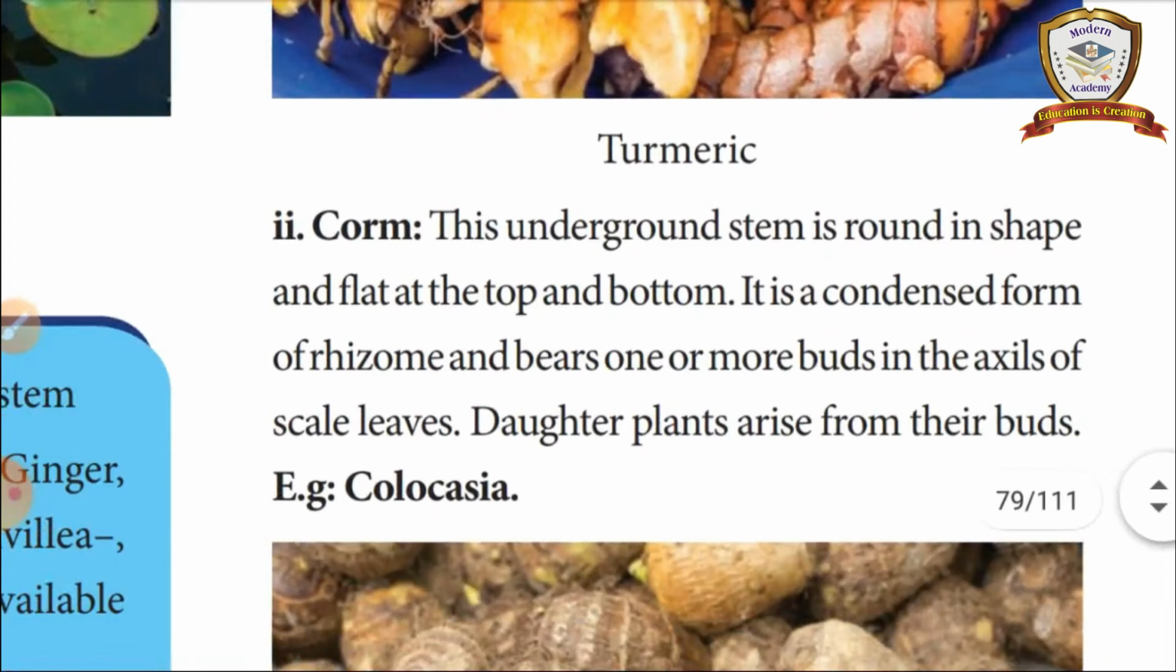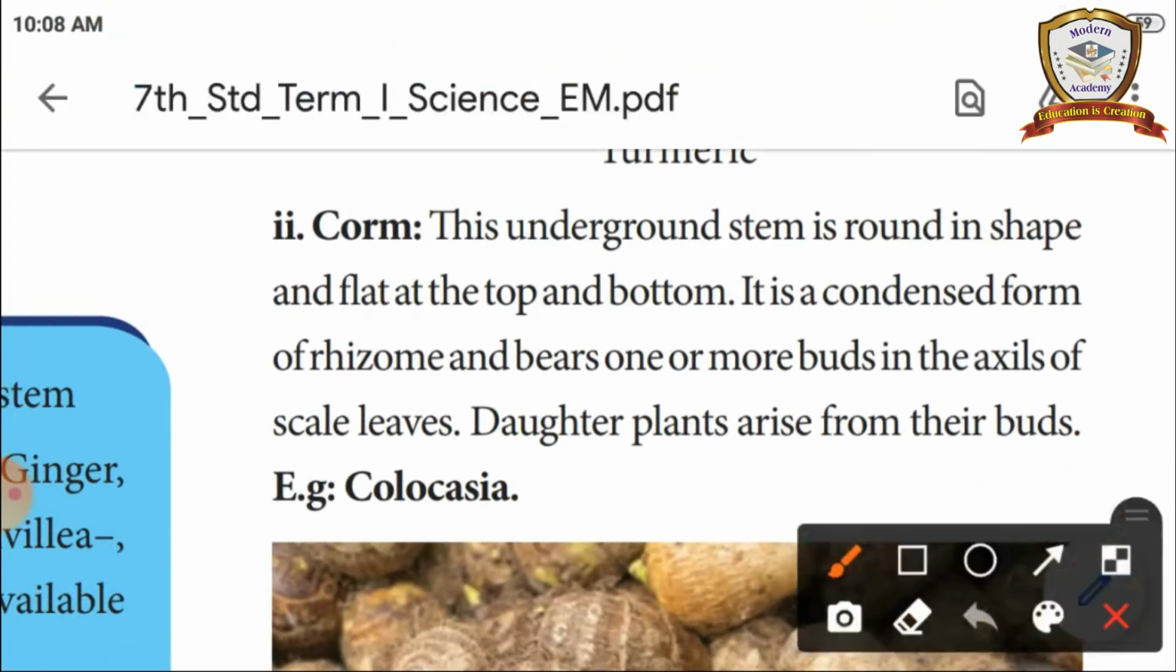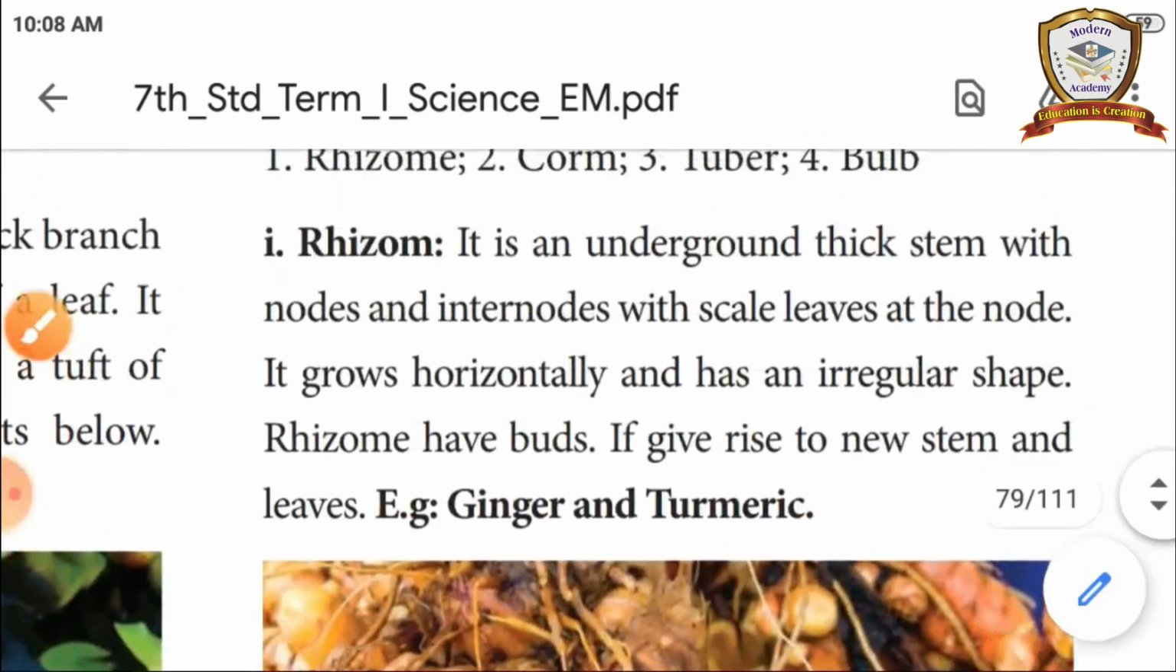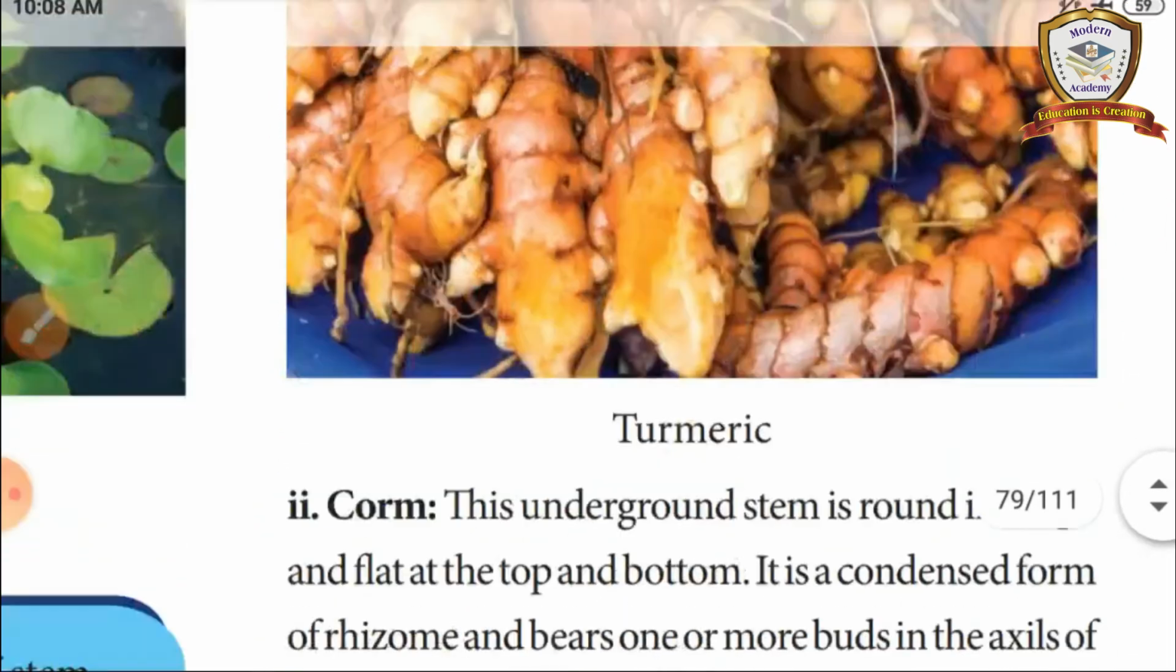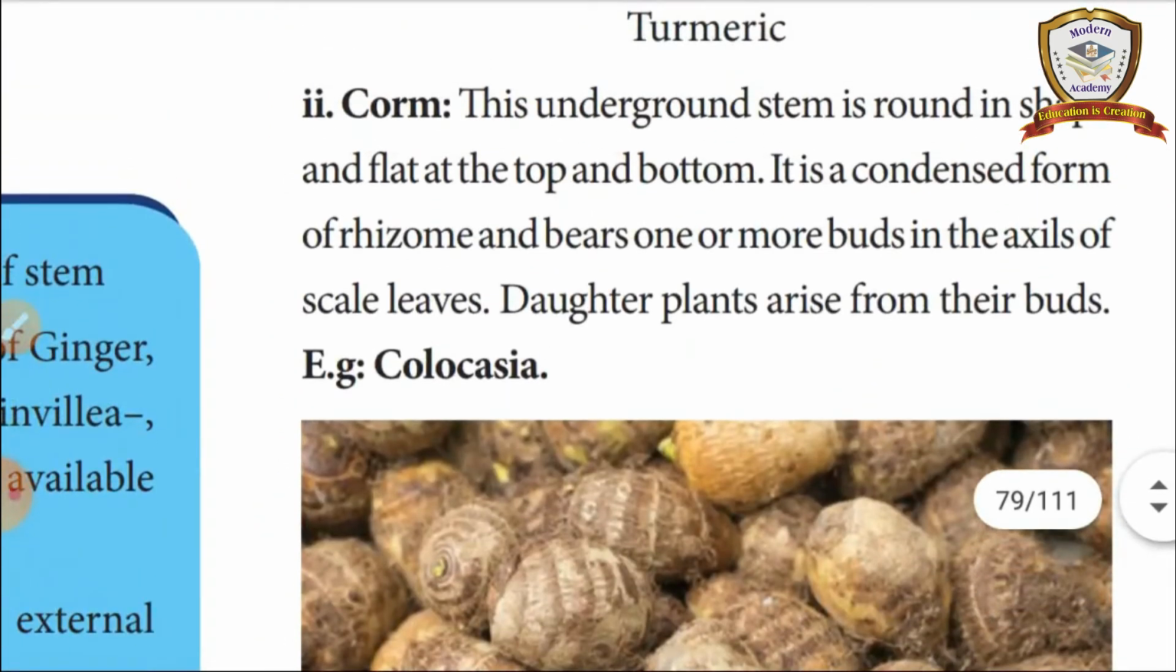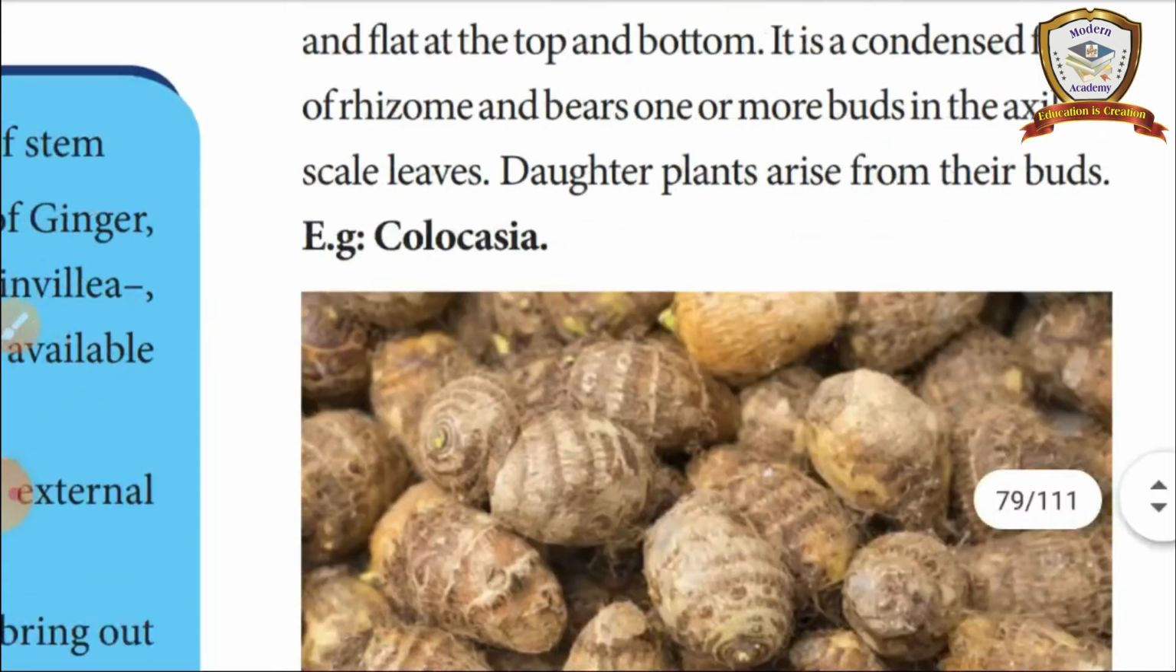And then corm. This underground stem is round in shape and flat at the top and bottom. It is a condensed form of rhizome and bears one or more buds in the axils of scale leaves. Daughter plants arise from these buds, for example colocasia. So this is the plant. In the rhizome there is no proper shape, but in the corm there is a proper shape, and new plants arise from the bud of the plant.